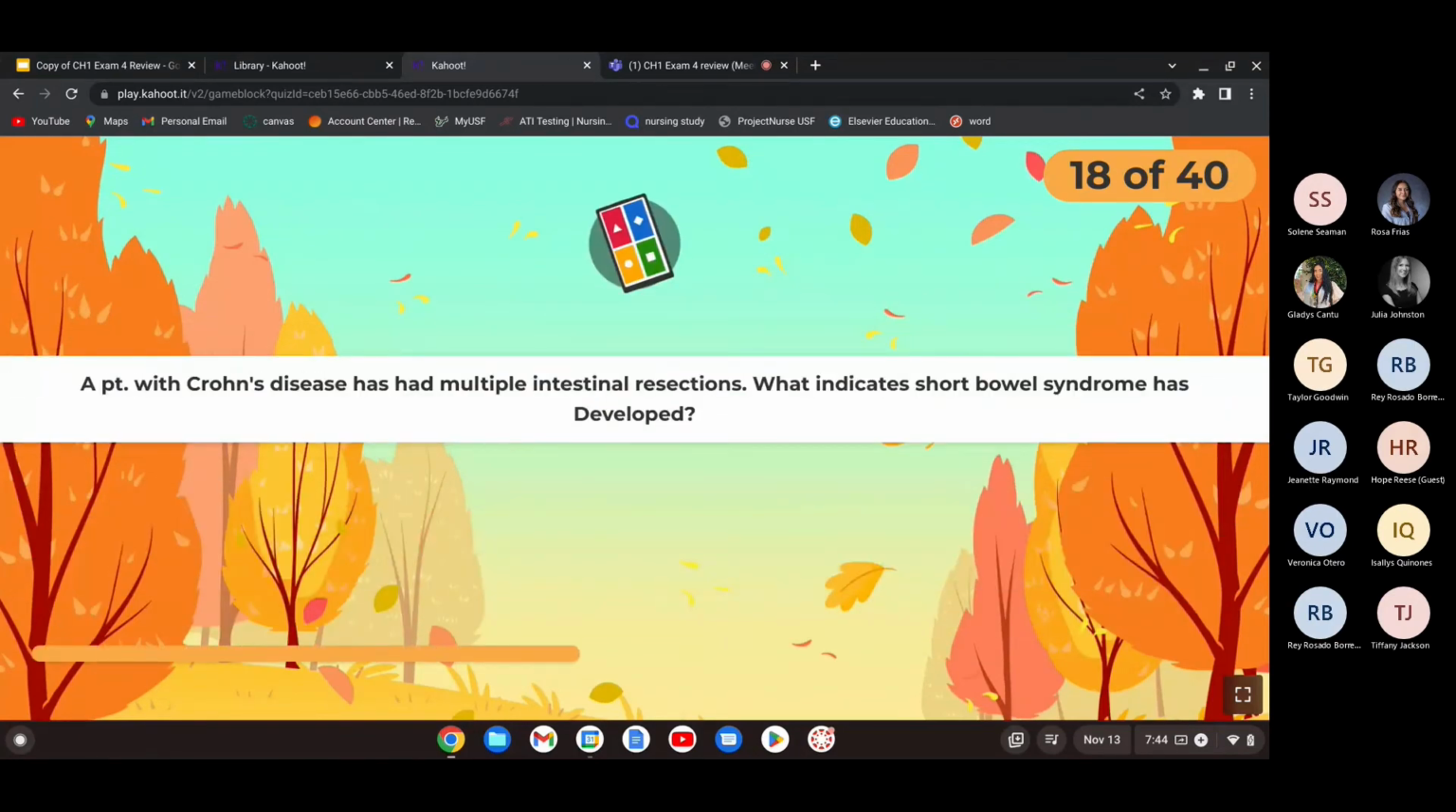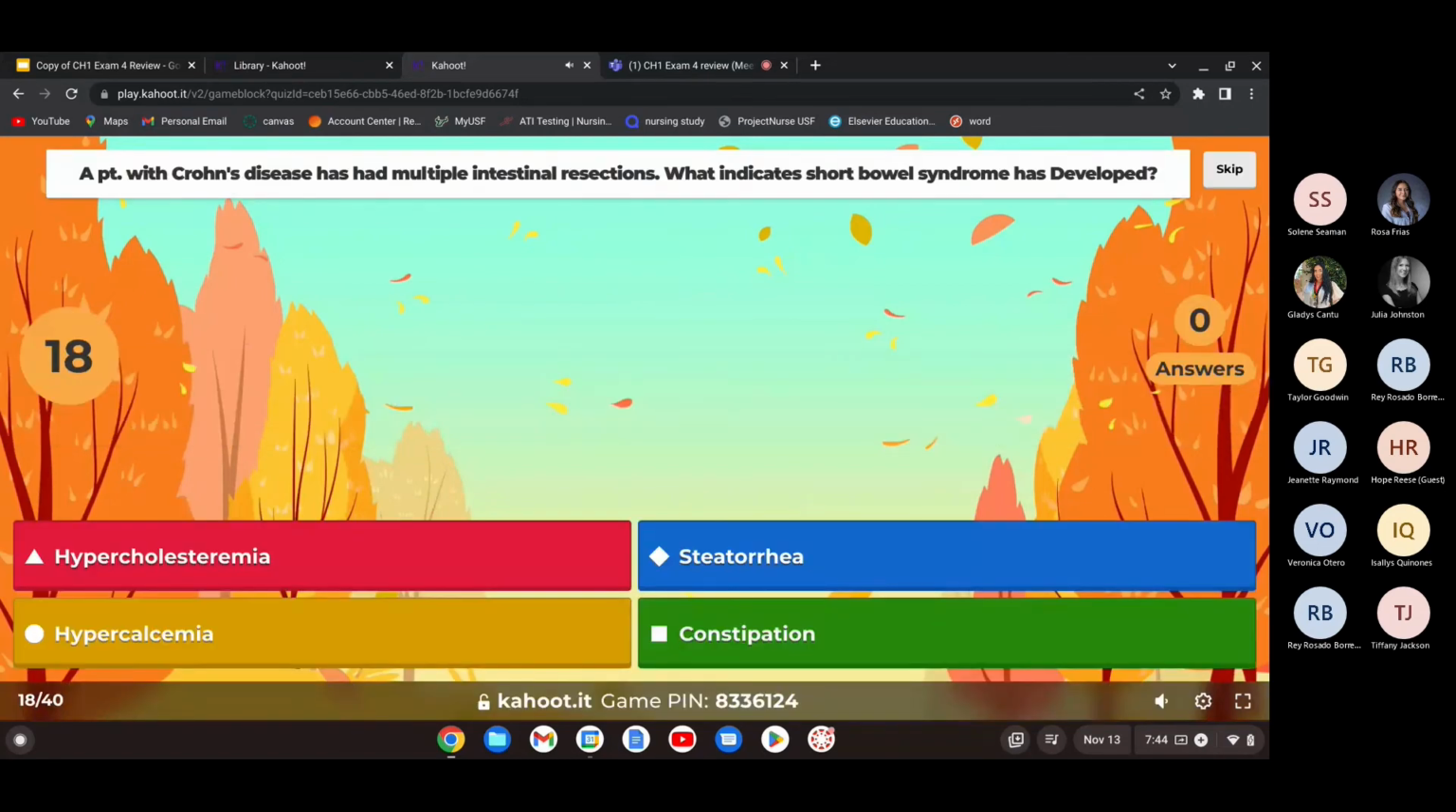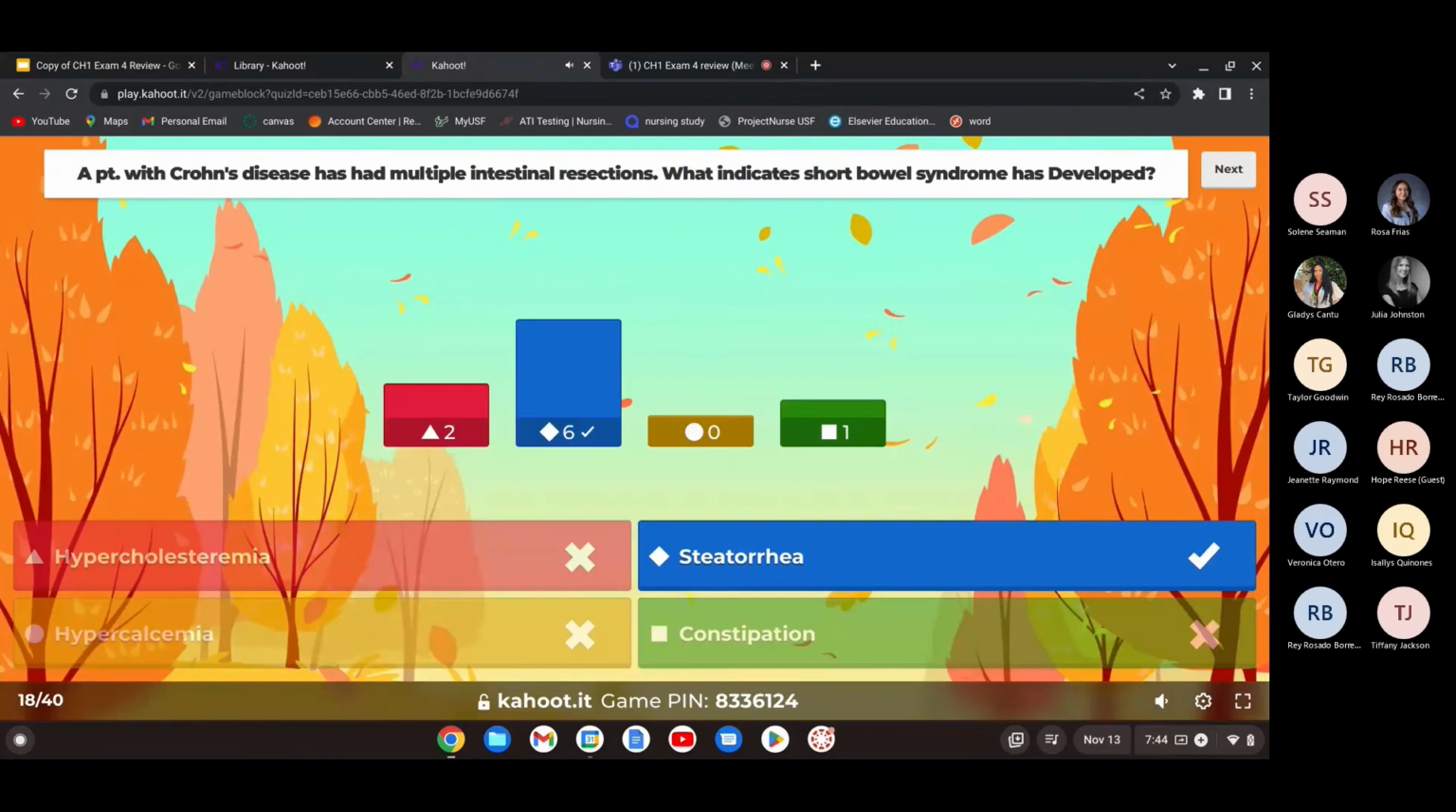A patient with Crohn's disease has had multiple intestinal resections. What indicates short bowel syndrome has developed? Awesome. So it's going to be steatorrhea, which is fat in the stool. This is because when you have short bowel syndrome, you're having a malabsorption issue, especially with fat. So the fat can't get absorbed. It's going to come out in the stool.